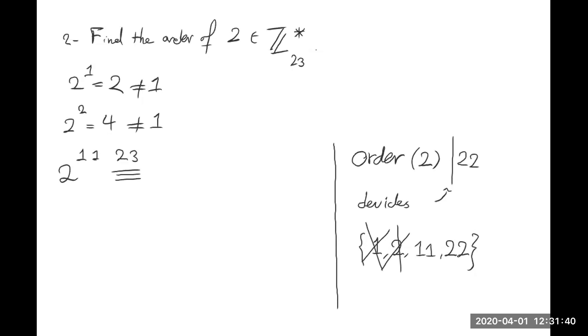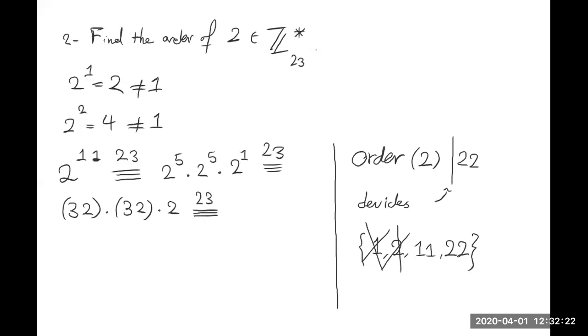Okay. So what is 2 to the 11? I can break it into smaller pieces, right? For example, I can write it as 2 to the 5 times 2 to the 5 times 2, because 5 plus 5 plus 1 is 11. 2 to the 5 is 32. So this is 32 times 32 times 2.